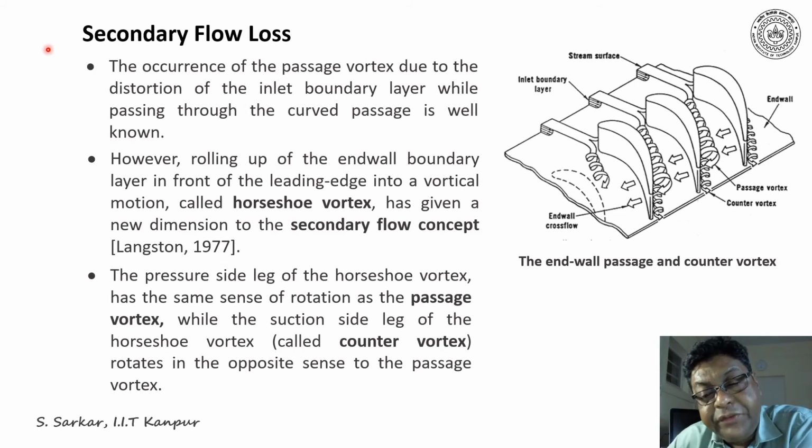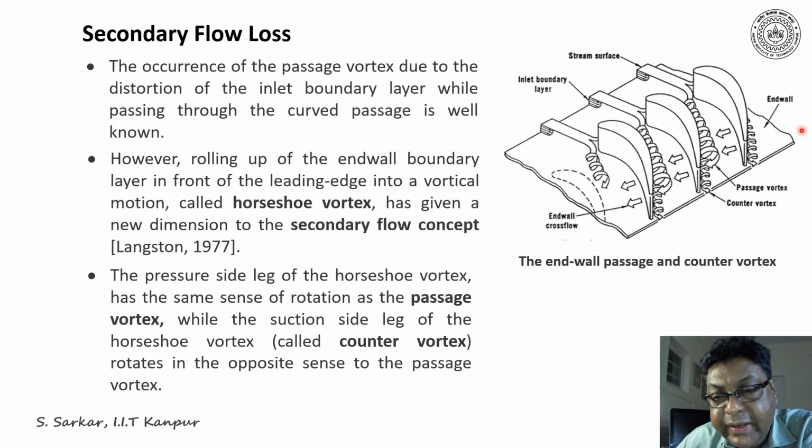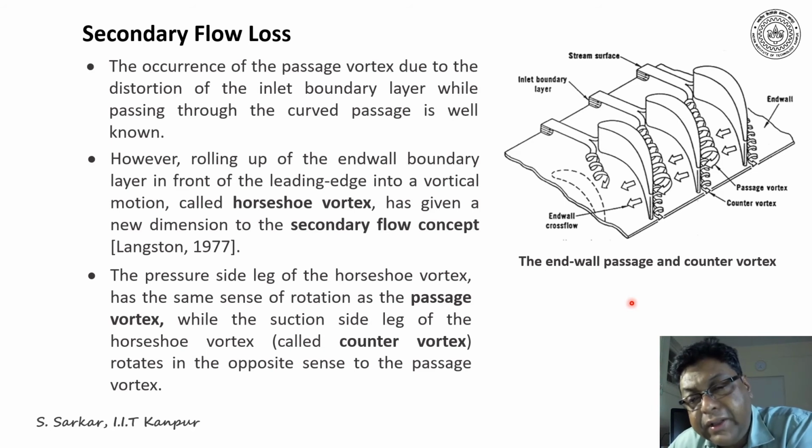The origin of secondary flow is the formation of boundary layer on the hub and casing, and the distortion of this boundary layer within the blade passage, forming passage vortex, as indicated in this figure here. In this figure, I have illustrated the formation of endwall passage and counter vortex due to rolling of boundary layer at the leading edge of the blade.